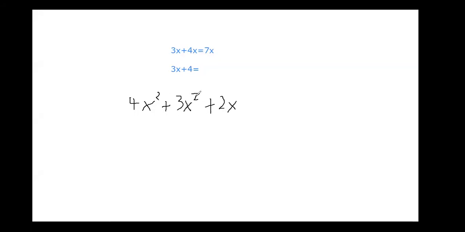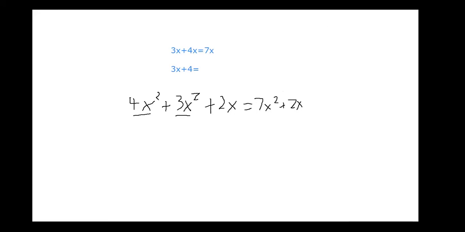The x squared and the x squared, these can be combined. All right? So the x squared and the x squared, that can be combined. But the x, because that is not a squared, that cannot be combined. So we have 4 plus 3 is 7. That's 7x squared plus 2x.